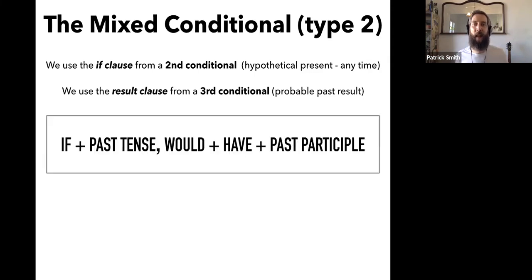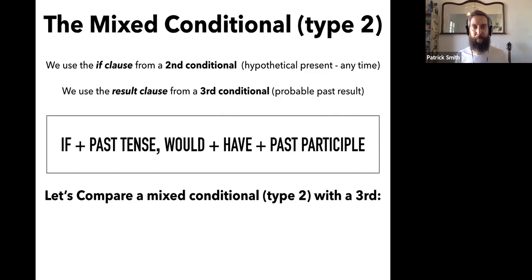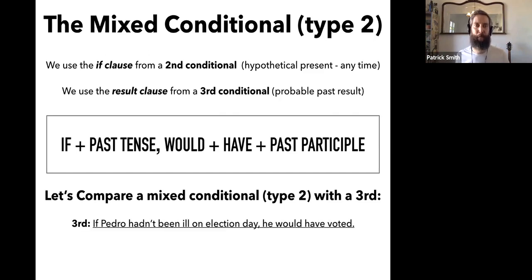Okay. And there's your general structure. So again, if with the past tense, but it doesn't refer to the past, because it's a second conditional, it's a hypothetical present. So we have the past tense referring to a hypothetical present. Then we've got the comma, and then we've got our would have, and then any past participle. And once again, we're going to compare it to a third conditional.